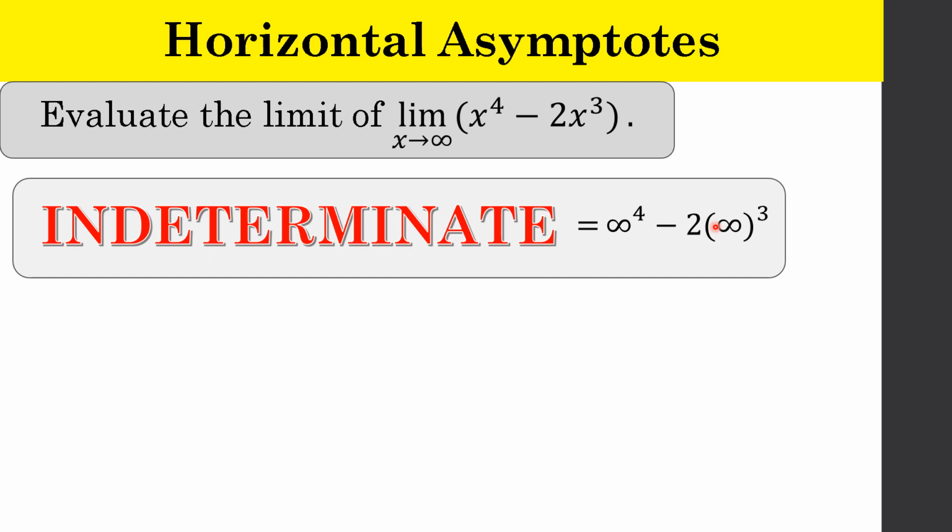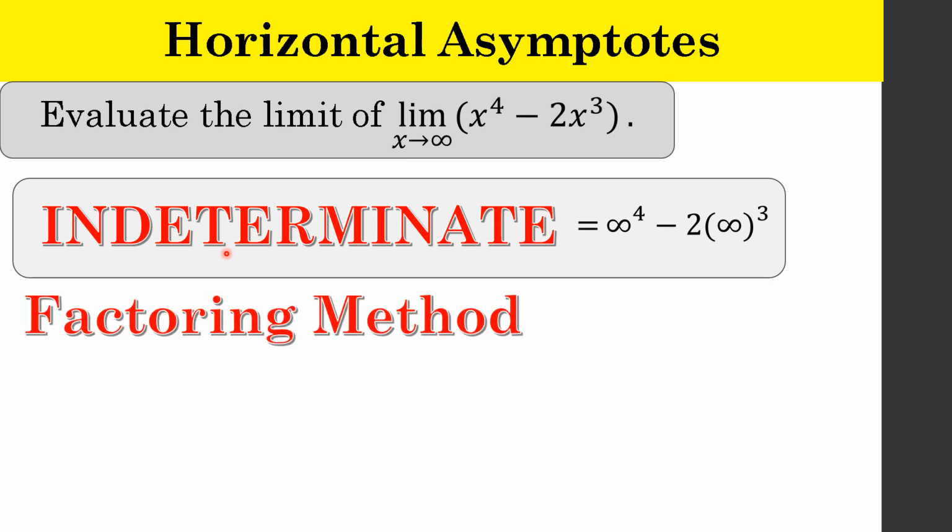Katulad din siya ng 0 over 0, which is also indeterminate. So, here, positive infinity minus infinity is indeterminate. Meron siyang value, but we don't know the exact value. So, pupunta tayo sa factoring. Katulad ng rational function, kung hindi kaya ng direct substitution, we will go to the factoring method.